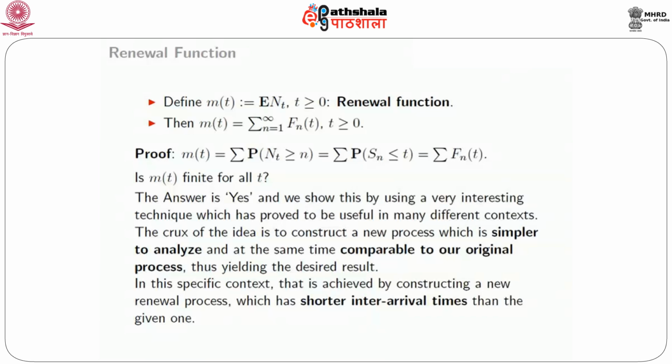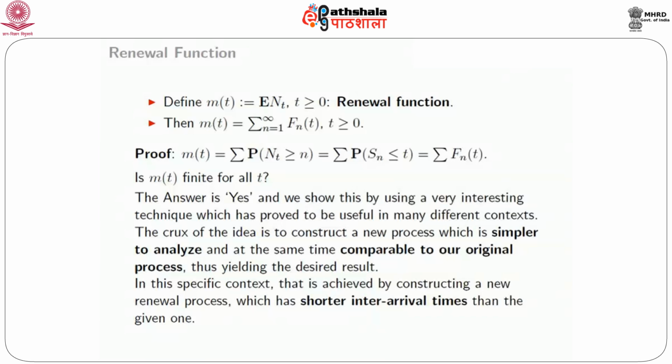Anyway, the answer is yes, and we show this by using a very interesting technique, which is not just used in this context, but has proved to be very useful in many different contexts in probability. The crux of the idea is to construct a new process which is simpler to analyze and at the same time comparable to our original process to yield the desired result. So we want to show that the expected value of N(t) is finite. We would construct a new process which is much simpler, so it's easier to compute its expected value, but at the same time comparable to the original process N(t), so that by drawing some conclusion about that process, we would be able to make an inference about our process N(t). That's the whole idea. Well, you will see what we mean by this.